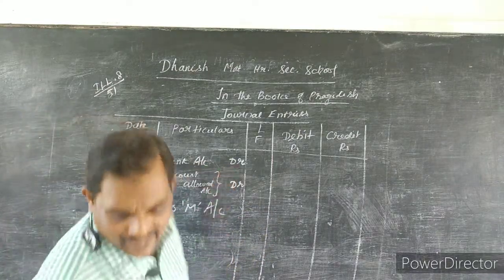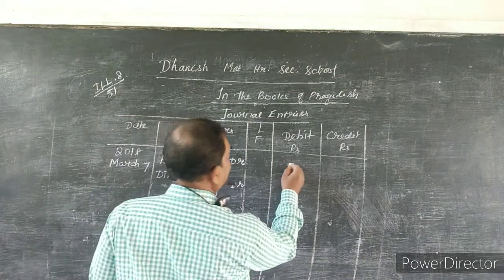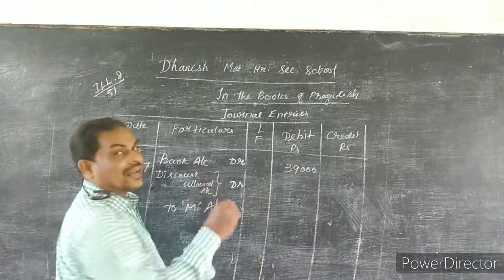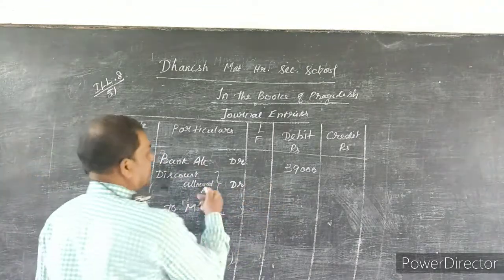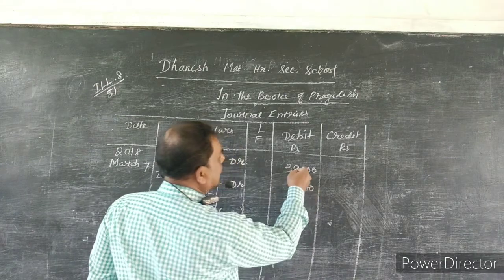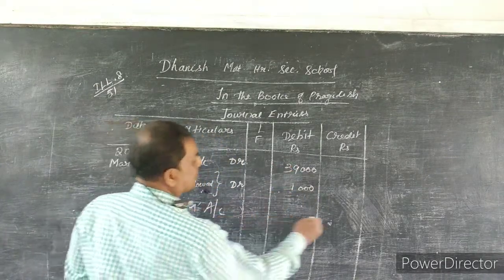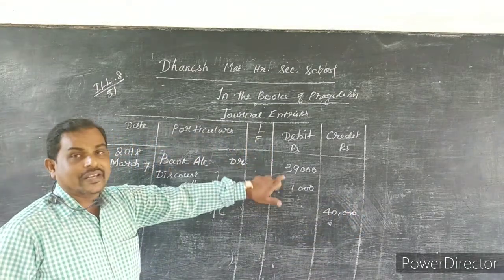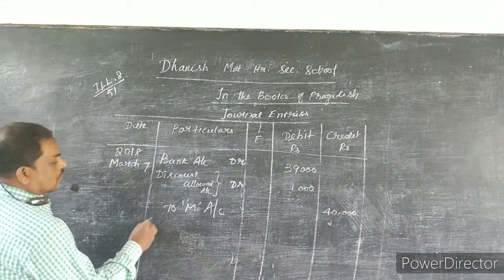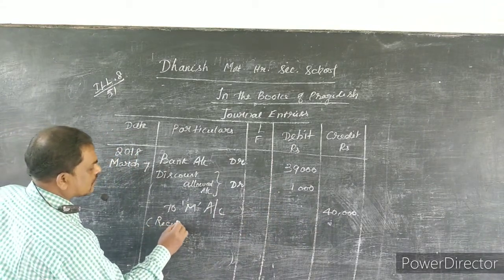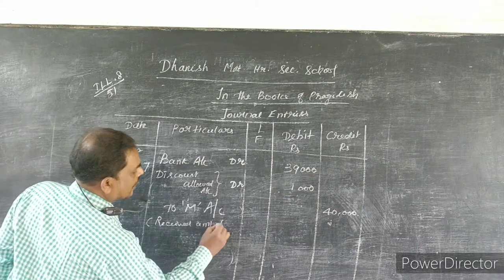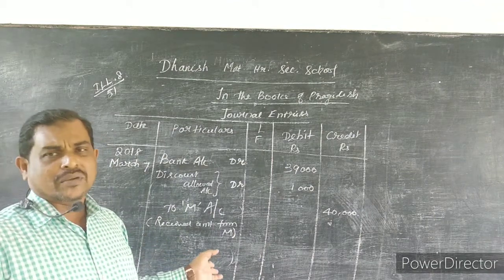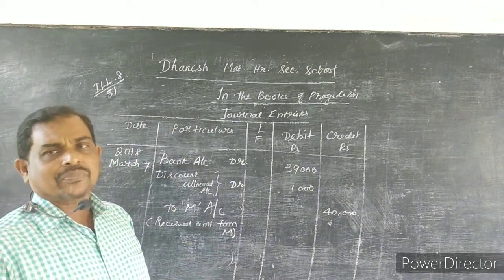How much amount am I receiving here? Only 39,000. Out of 40,000, I am receiving 39,000. What is the balance? 1,000. I am giving the discount of 1,000 rupees to him. So 39 plus 1, 40,000, will come in the credit side of M account. So 39 plus 1 is 40, debit 40, credit 40. Okay. Narration: received amount from M in full settlement. We can mention full settlement, or we can just mention amount received from M.